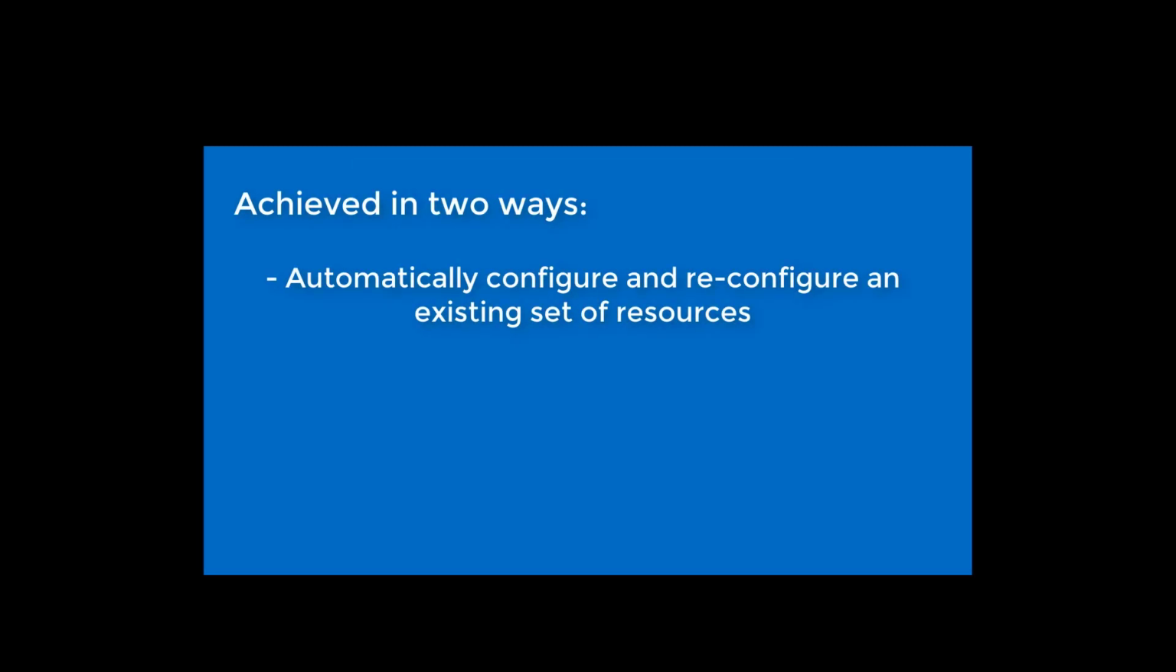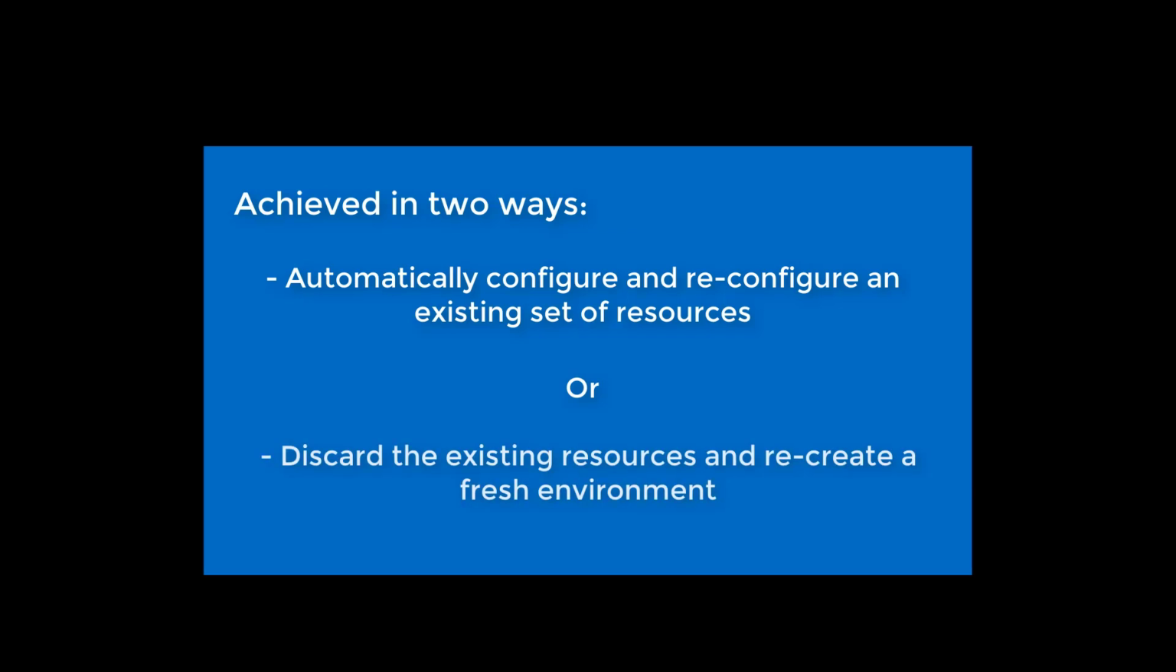Idempotency can be achieved in two ways: automatically configuring and reconfiguring an existing set of resources, or discarding the existing resources and recreating a fresh environment. So using an immutable infrastructure model, where infrastructure is not modified after it is deployed. When defining infrastructure and configuration as code, it would be best practice to build those scripts and templates in such a way as to embrace idempotency.